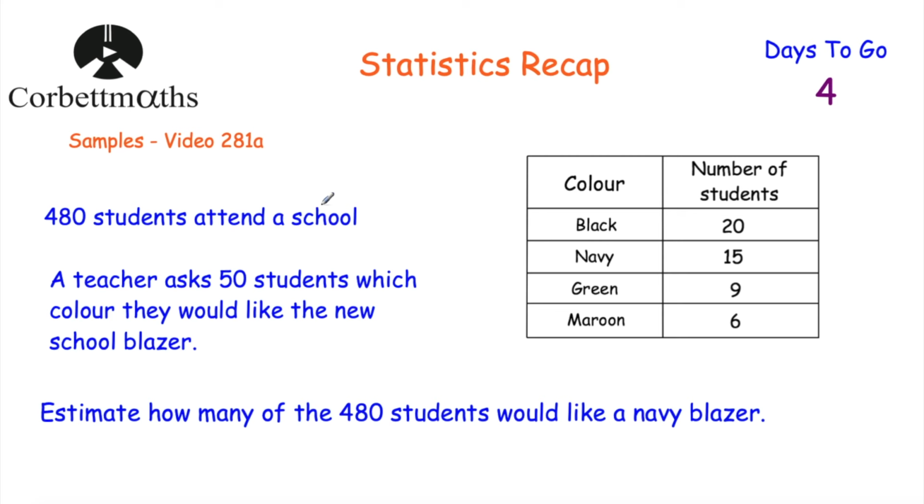Also, you might be asked to answer questions like this, where there's 480 students at a school. A teacher surveyed 50 students, asking which colour of blazer they would like, a new blazer. So 20 of the 50 want black, 15 of the 50 would like navy, 9 of the sample of 50 would like green, and 6 of the sample of 50 would like maroon. If the teacher wanted to estimate how many of the 480 students would like a navy blazer, well, 15 out of 50 of her sample, so you'd cancel that down as a fraction, and that'll tell you what fraction of the students wanted a navy blazer. Then you could just work out that fraction of 480, and that's it.